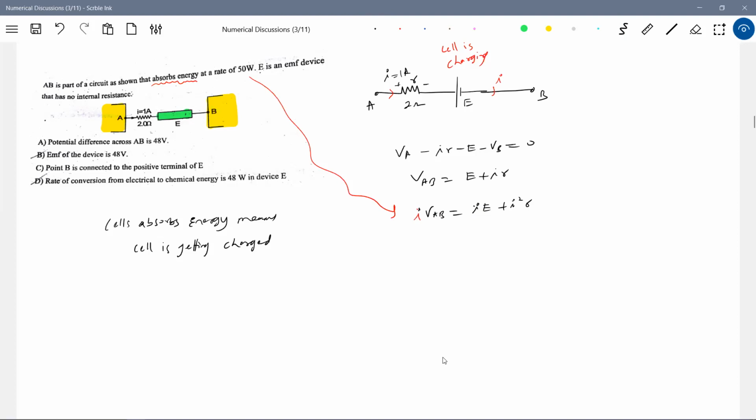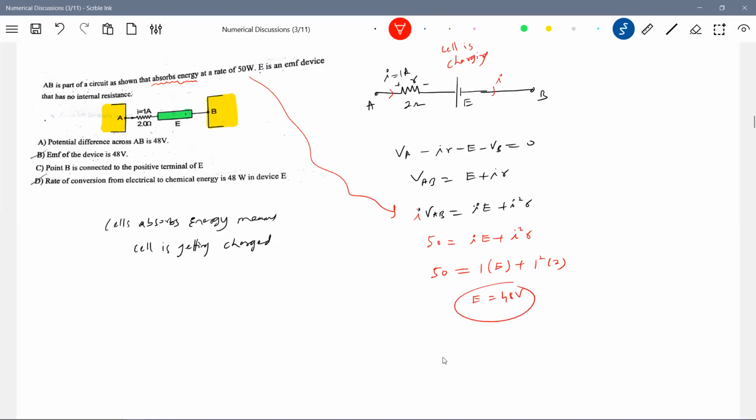Total energy across AB, 50 watt is given. Will the cell take all of the 50 watt? No, because of internal resistance, some energy is dissipated. So therefore this 50 should be I into E plus I square R. So we have all the values. I is how much? 1. E we don't know. 1 square, R is how much? 2. So E will become 48 volt.